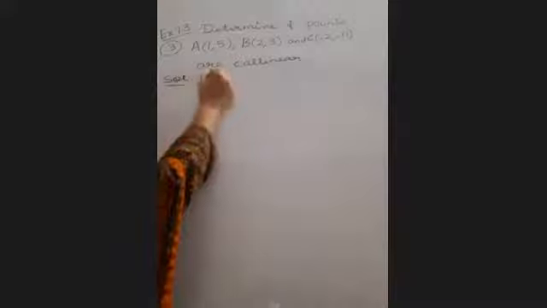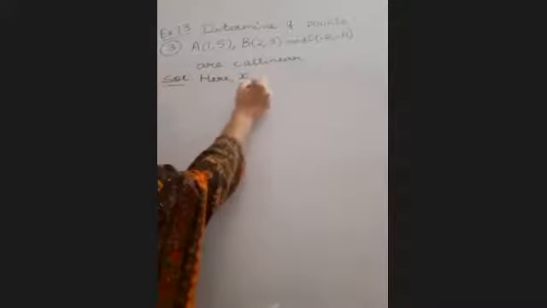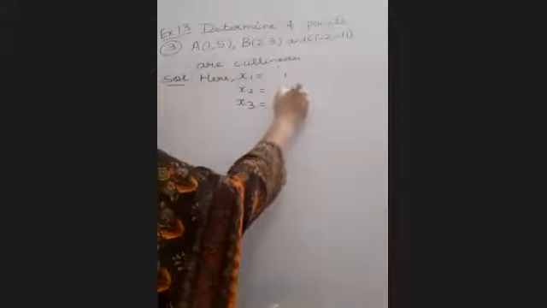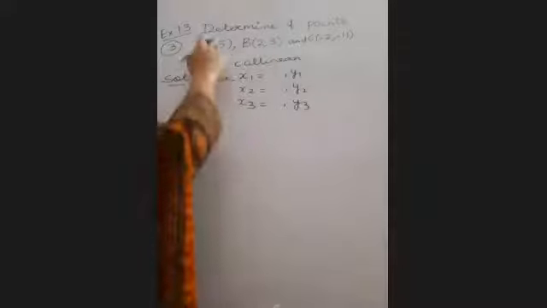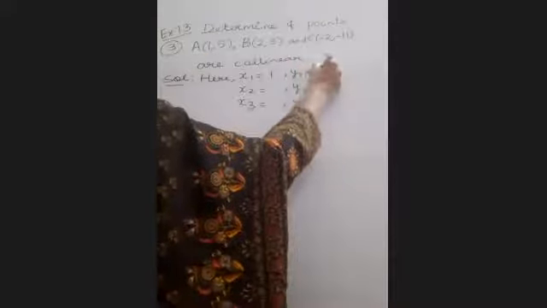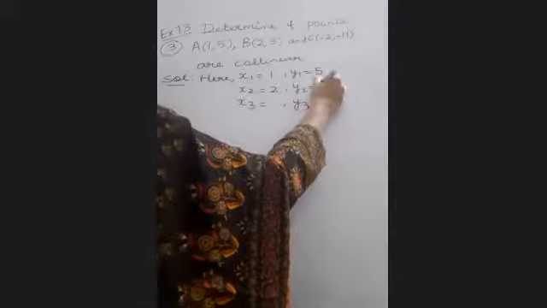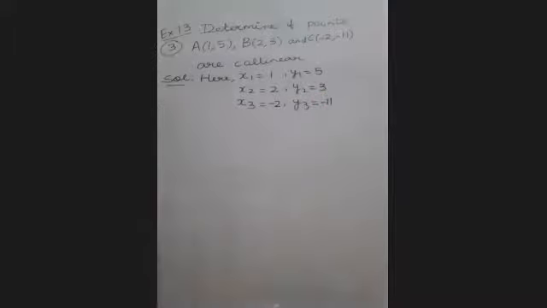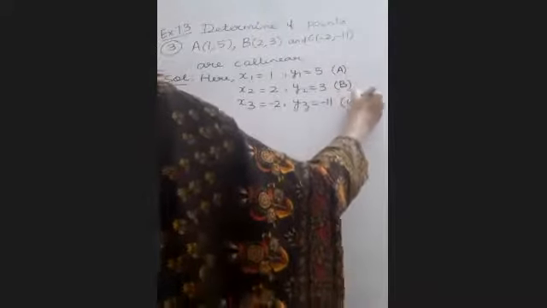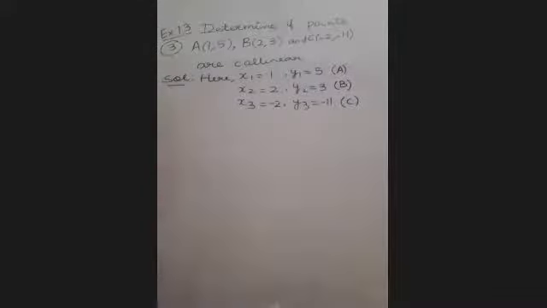Now, children, we have done the distance formula for two vertices. Here, since there are 3 points, I will call them x1, x2, x3, and then y1, y2, y3. So the points are (1, 5), (2, 3), (-2, -11). And I will advise you to write the name in brackets next to the vertices; it will help you save some confusion.